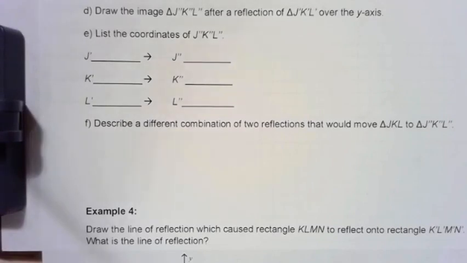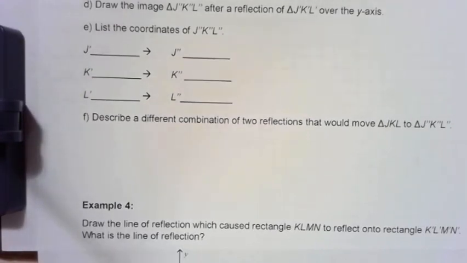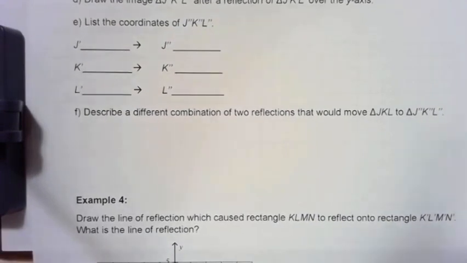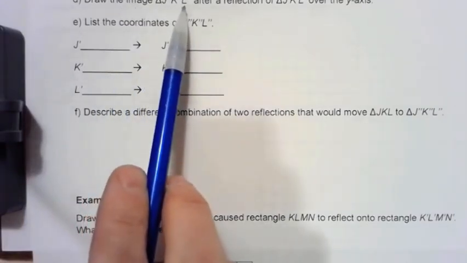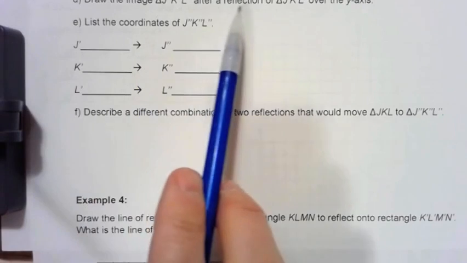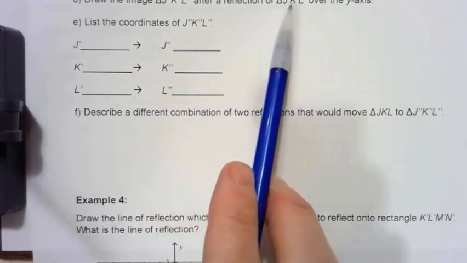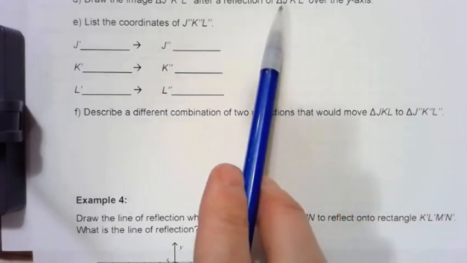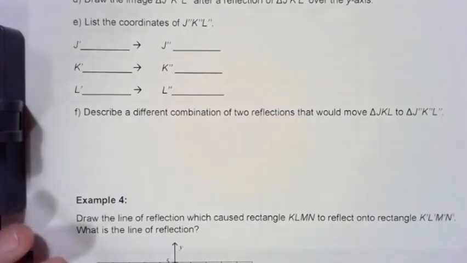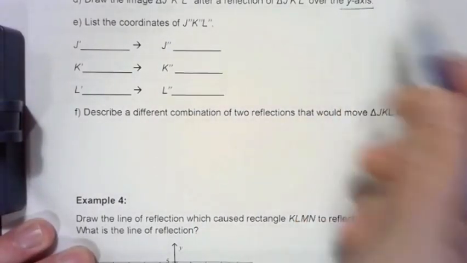All right, so we just created triangle J prime, K prime, L prime by reflecting triangle JKL over the x-axis. What we're now going to do is draw the image J double prime, K double prime, L double prime, which is a reflection of triangle J prime, K prime, L prime over the y-axis. So we're going to take the image that we just drew and reflect it over the y-axis this time.